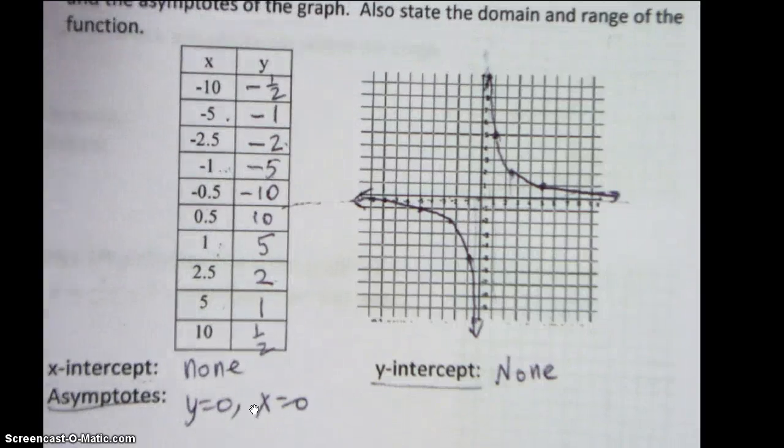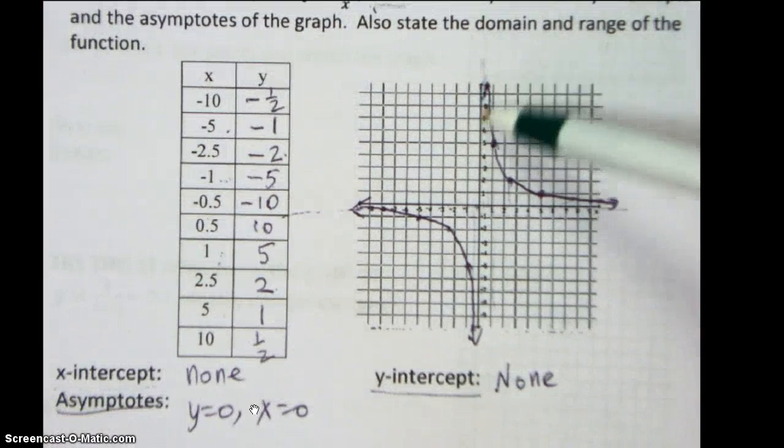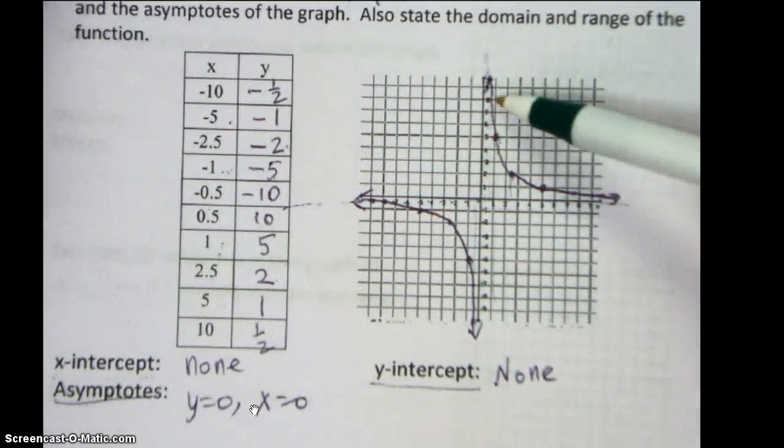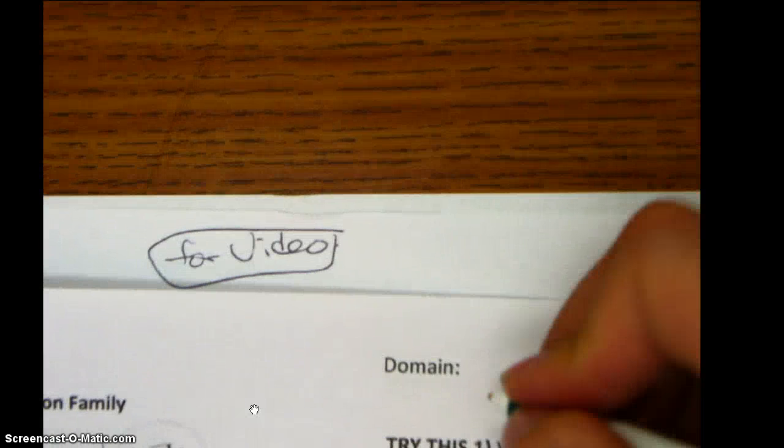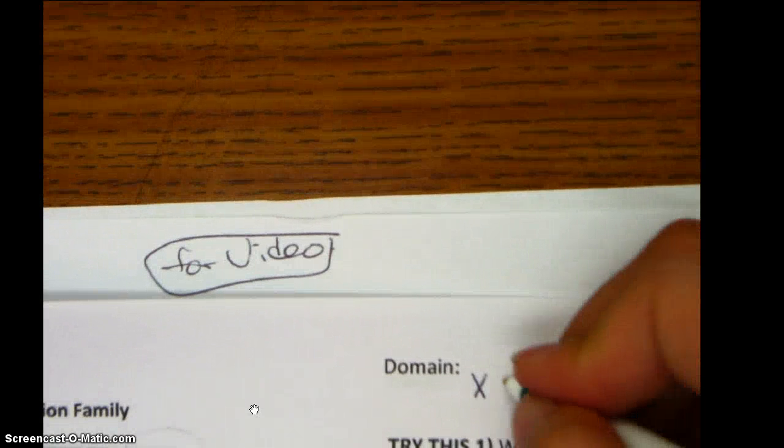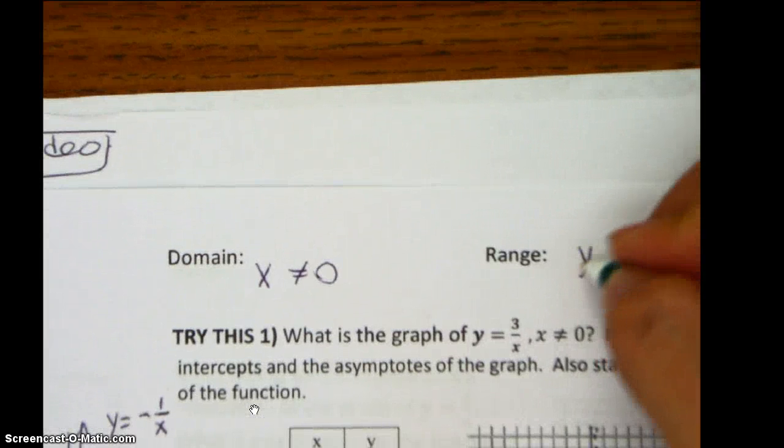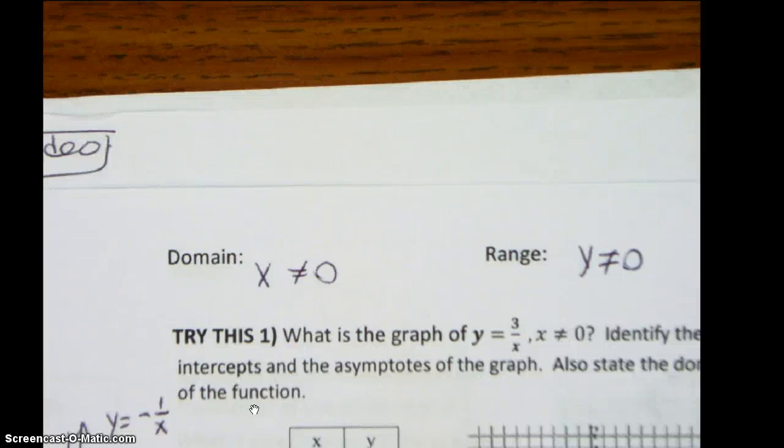What about the domain and range? We know that x can never be 0 because the graph never touches that line. So the domain is x is not 0, and the range is again y can never be 0.